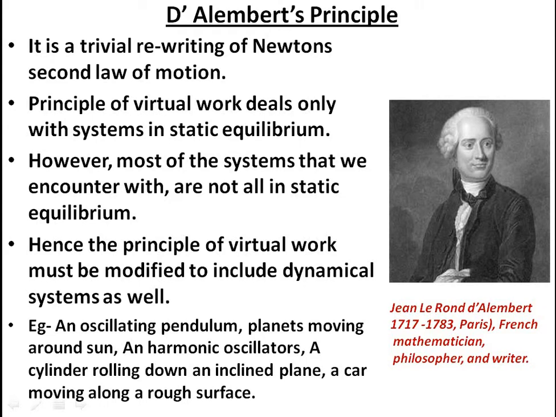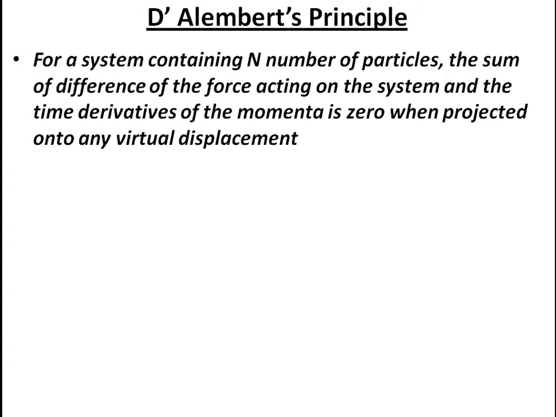Some typical examples are given here: a pendulum, it's a moving system; planets moving around the sun, a dynamic system; a harmonic oscillator; a cylinder rolling down an inclined plane; a car moving along a rough surface. Okay, in the last example you can see so many constraint forces are acting on it. So you will get more generality in the solution with respect to Newton's second law. So in a nutshell, the principle can be stated like this.